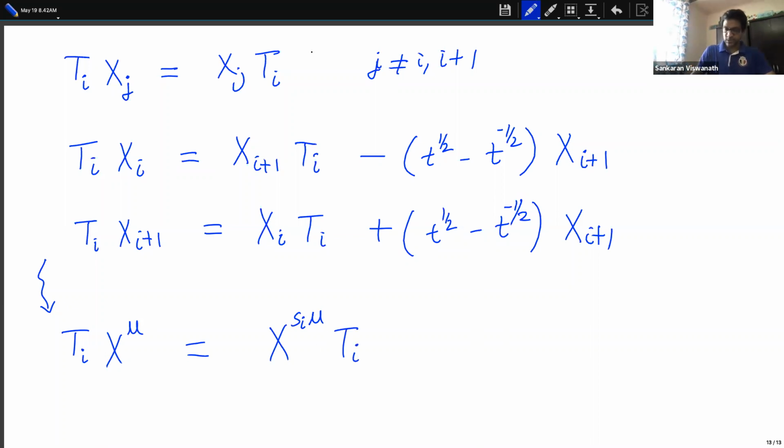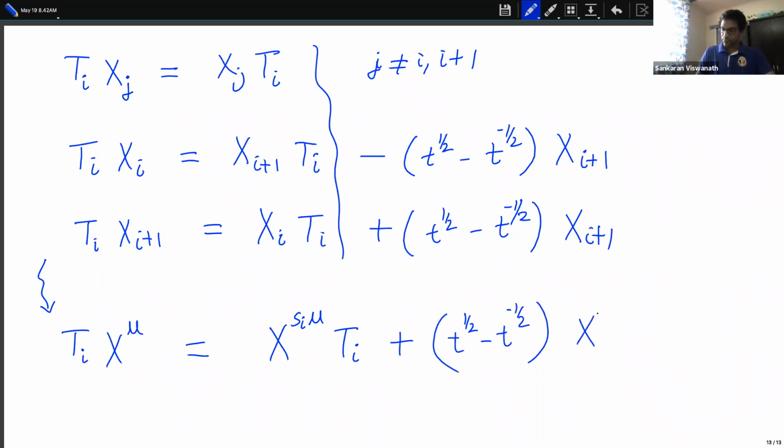So observe that's sort of the first term here. The leading term in all these cases is of that form, and then plus this additional lower order term, which turns out to be something like this: t^{1/2} minus t^{-1/2} times (x^mu minus x^{s_i mu}) by 1 minus x_i plus 1 inverse.